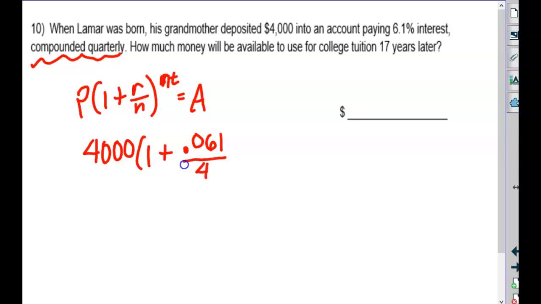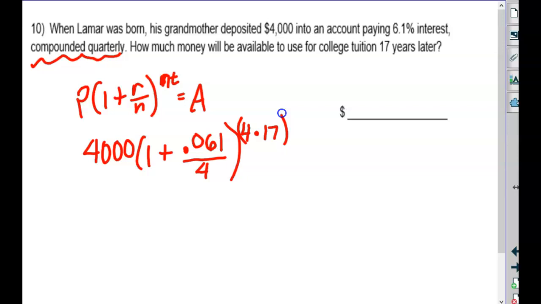Quarterly is 4, and 4 up here times 17 years later. And you really only need the 1 set of parentheses unless you have an older calculator, and then you need them up here. And make sure it's a reasonable answer.